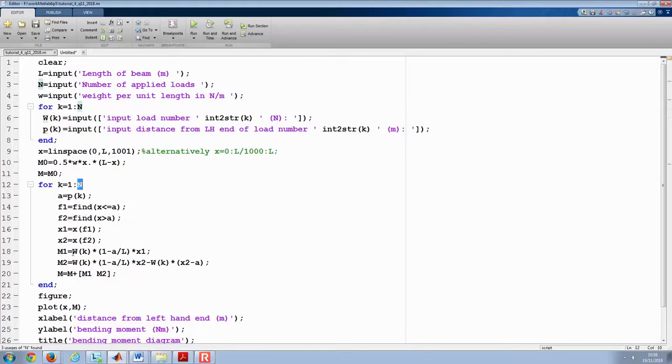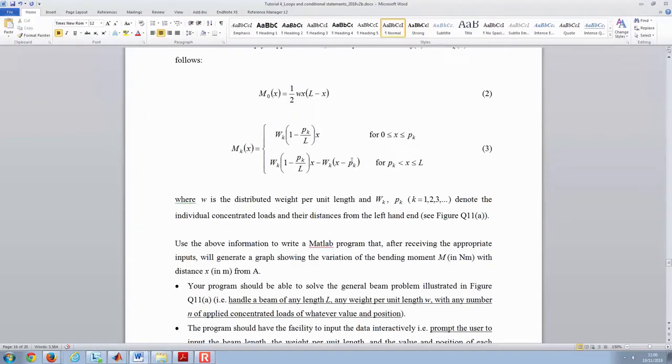So in general I'll have a load of wk, which is the kth element of w. Capital W is a vector. Small w is the weight per unit length. Capital W is a vector, okay. Element number k of W, that's wk. Now the bending moment distribution due to wk is in two parts.